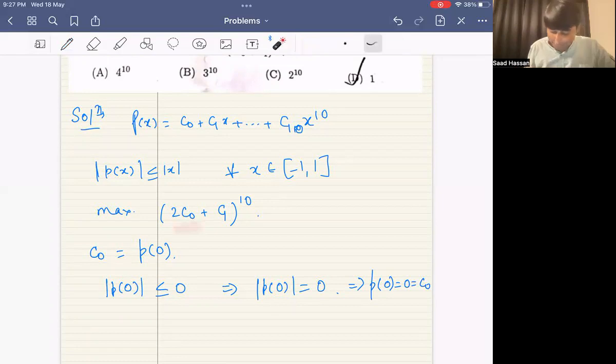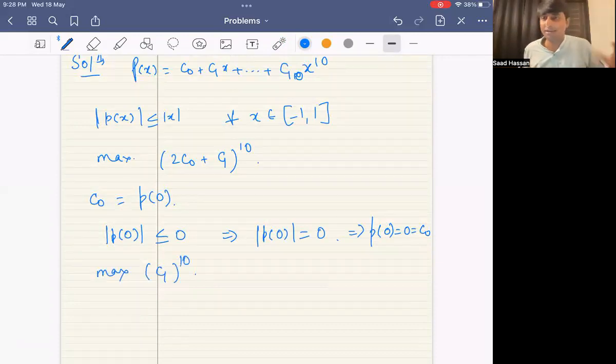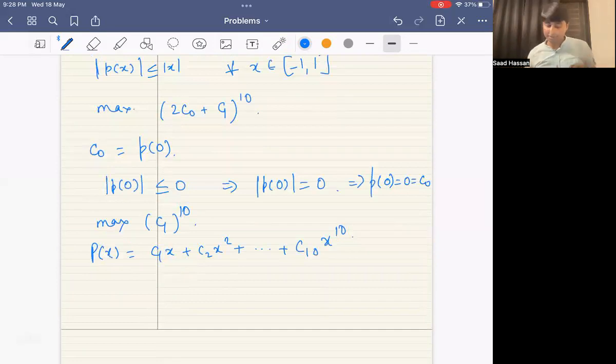So the thing that we have to maximize is c1 to the 10. If we could find c1, or a nice bound for c1, we'd be able to identify it, right? So p(x) is now c1x plus c2x squared plus all the way up to c10x to the 10, something like that. So now I'm trying to identify what c1 is. I believe it's not that difficult to see that c1 is simply p dash 0.